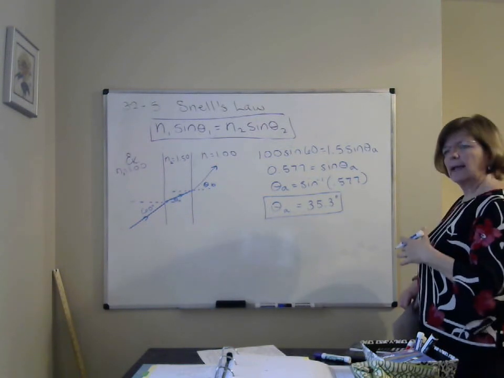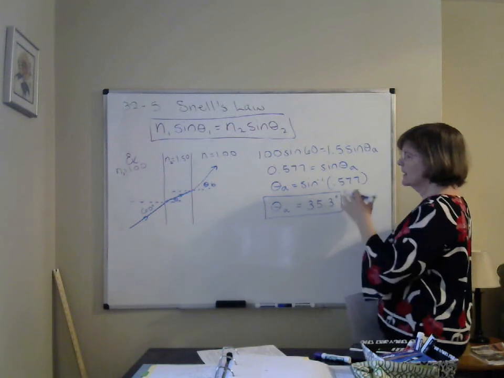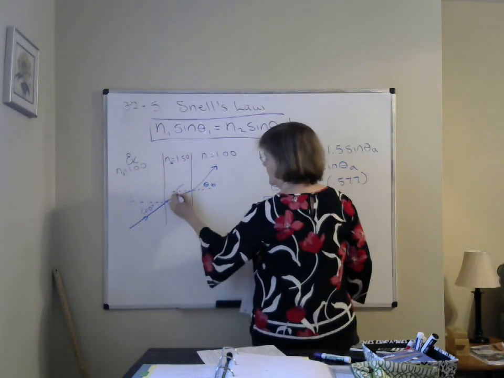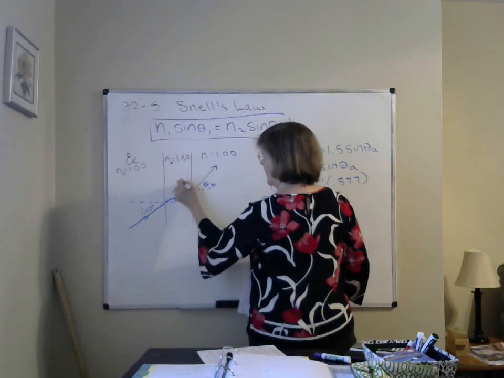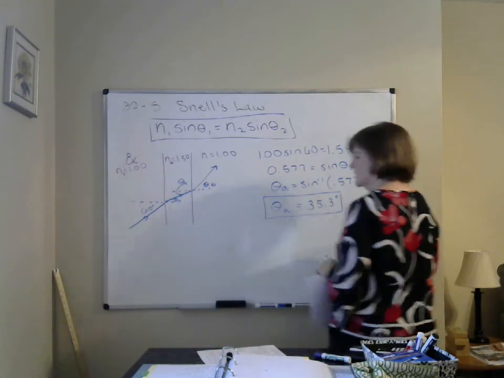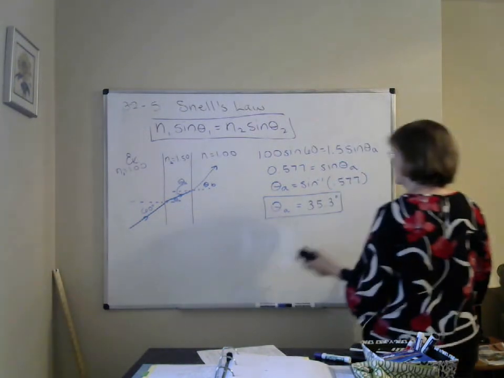So that's part A. The second part asks, what's theta B? Well, if this is theta A, if this is 35, then that's theta A also. Those two are what we call alternate interior angles, for those who remember your geometry.